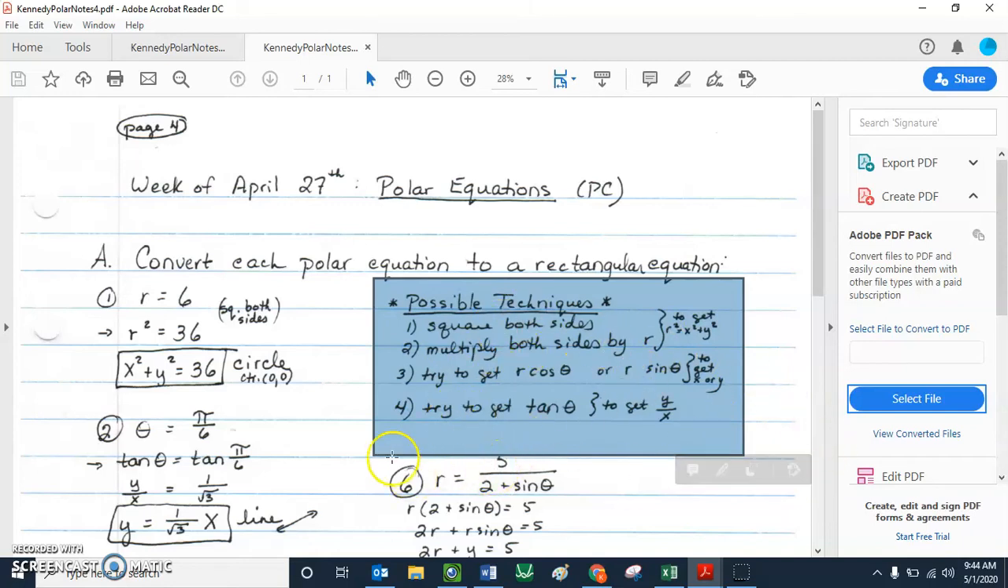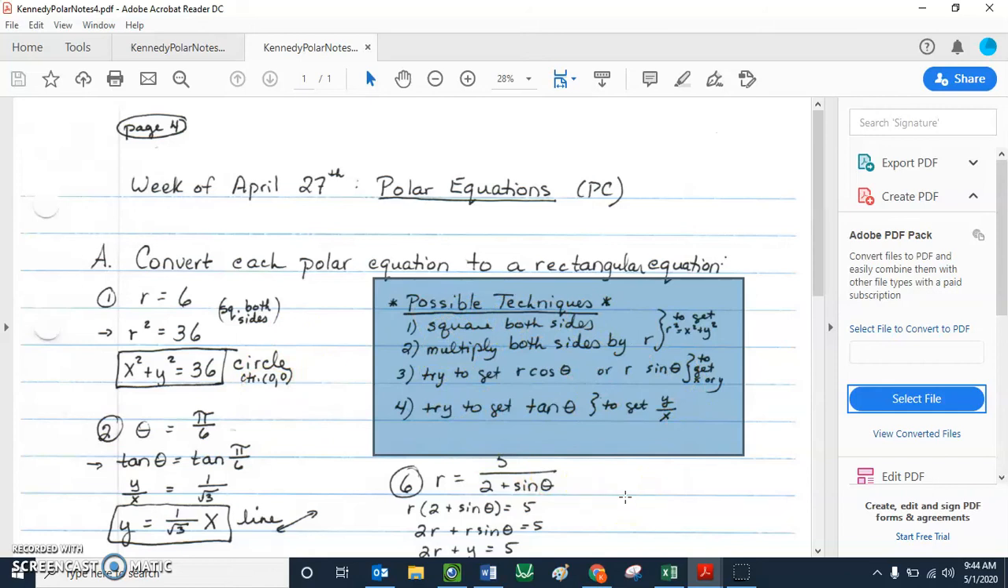If we're trying to get from r's and thetas to x's and y's, we have those bridges. These bridges right here, that r squared is x squared plus y squared. That takes me from one side to the other. R cosine theta and R sine theta, those are x and y. Those take us from one to the other. So we have to be sneaky with our math and try some different things, to get R squared and to get R sine thetas and R cosine thetas.